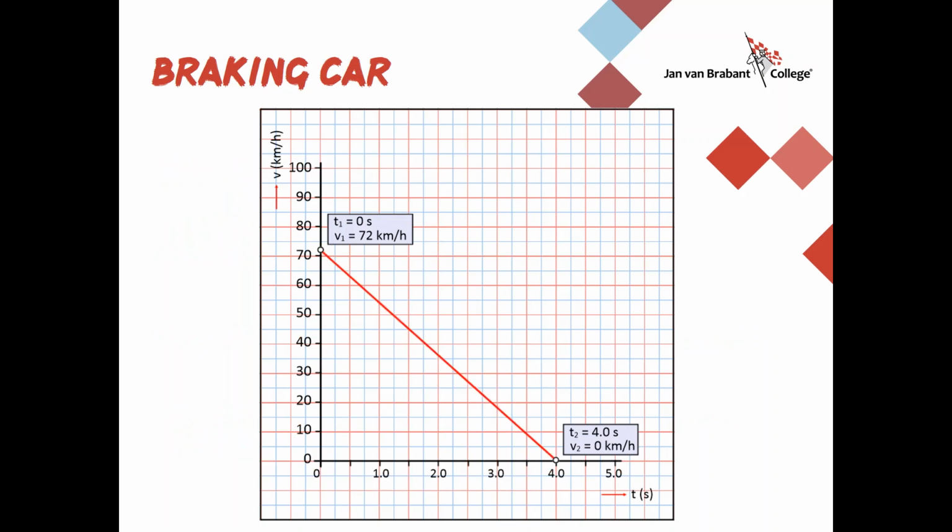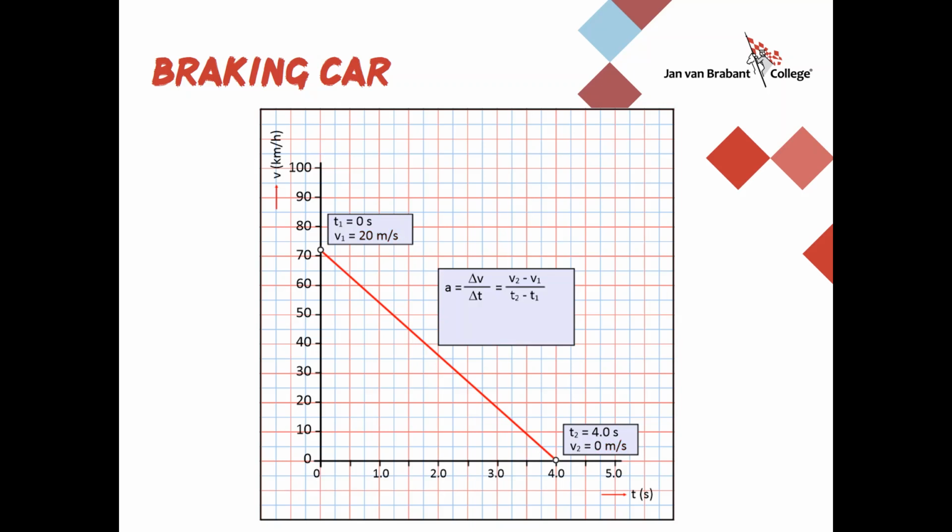This diagram shows us the velocity time graph of a braking car. In 4 seconds, the car comes to a complete stop. Its speed has decreased from 72 km per hour to 0 km per hour. Remember, the gradient in a velocity time graph gives us the acceleration, so let's determine the gradient. As always, let's convert the speed to meters per second first by dividing the 72 by 3.6. Doing so gives us v1, which is equal to 20 meters per second. And obviously 0 km per hour is equal to 0 meters per second.